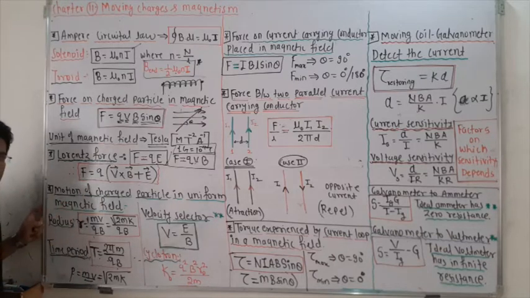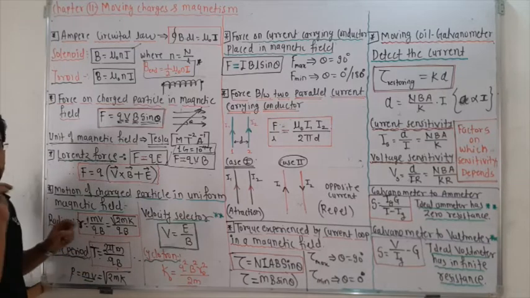Then frequency is how many rounds it will make in 1 second. So it is the reciprocal of the time period, which gives you qB upon 2 pi m. That is the frequency.